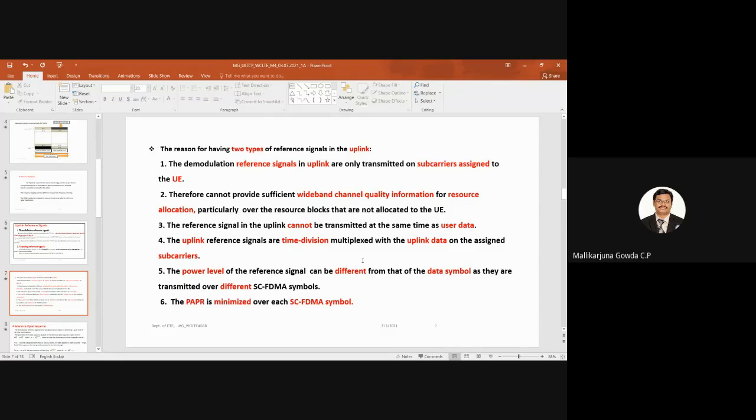Why does the power level of the reference signal have to be different from the data symbol? Because they are transmitted over different SC-FDMA symbols. Because of that, the peak to average power ratio is minimized over each of the SC-FDMA symbols. Since we are using SC-FDMA for the uplink, that is the purpose. So this is the reason why we need two reference signals in the uplink.